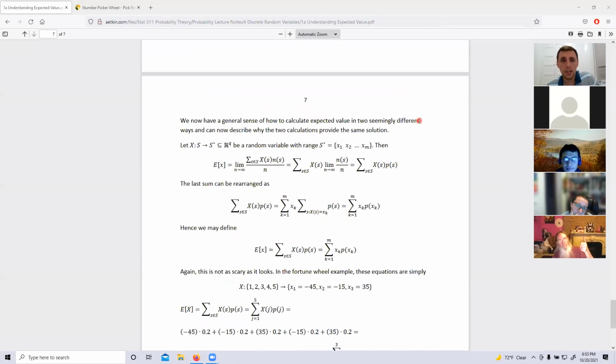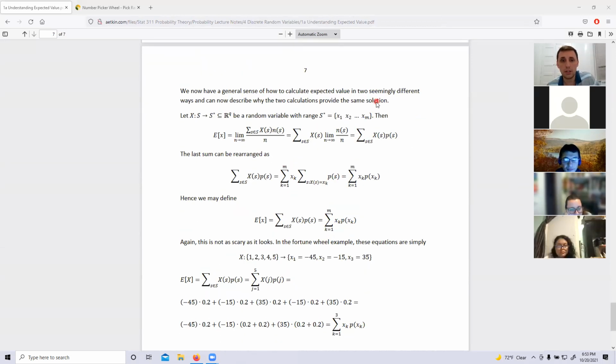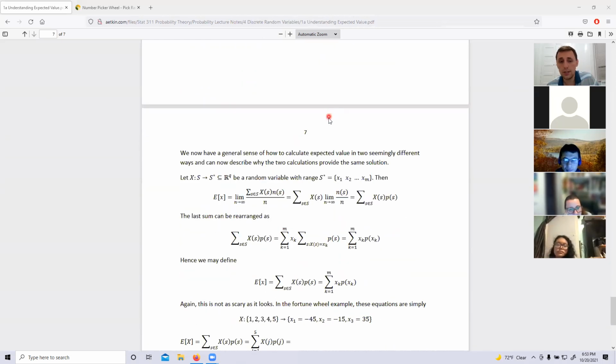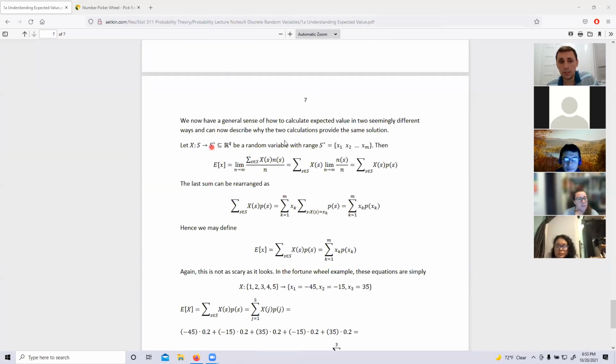So here is what I can say, guys. In general, let's now do the same calculation in general. This is what I just said. Suppose that we have scores or payoffs x1, x2, all the way to xm. Those are the payoffs, and x is just relabeling each outcome in S in terms of those payoffs. So the expected value can be calculated as the limit of the sum of the payoff for s times the number of times it occurs divided by n, and I take the limit. The reason I take the limit is that with the limit it becomes deterministic.